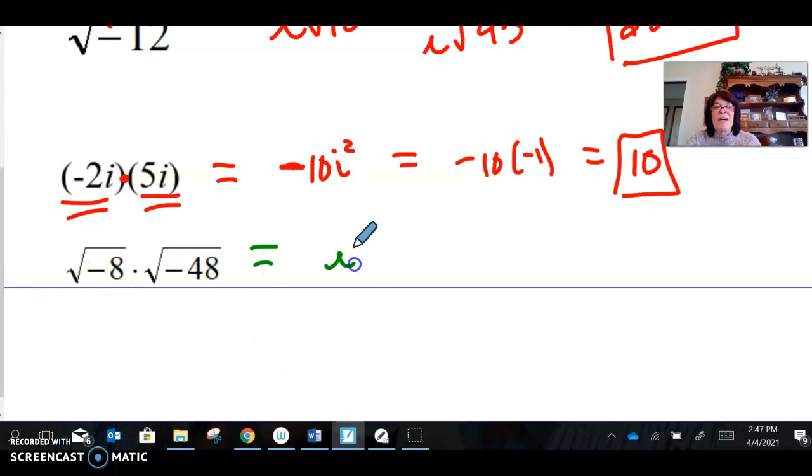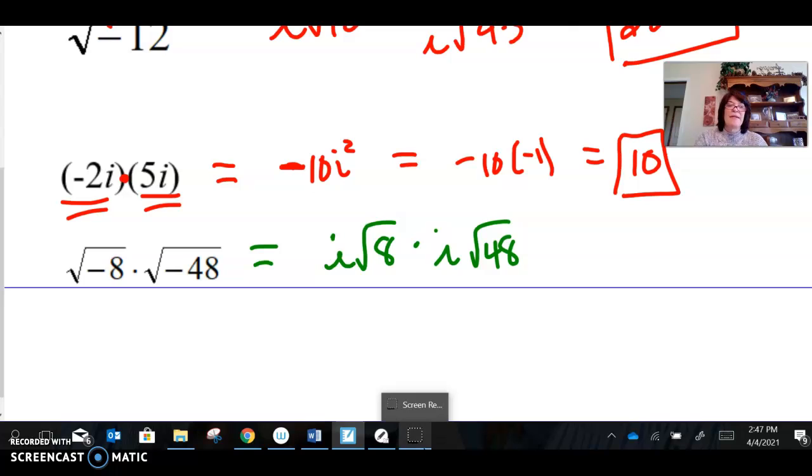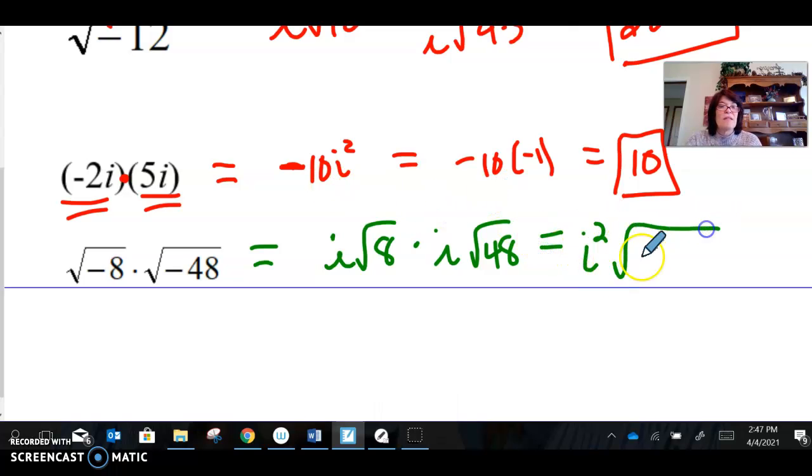Let's take the i out first. This is i square root of 8 times i square root of 48. You always take i out first. Okay? And then let's just take 48 times 8. I'm going to use my calculator. That's 384. So I have i squared times the square root of 384. I don't think I can take the square root of 384. That's not a perfect square. I tried on my calculator, it gives me yuck.